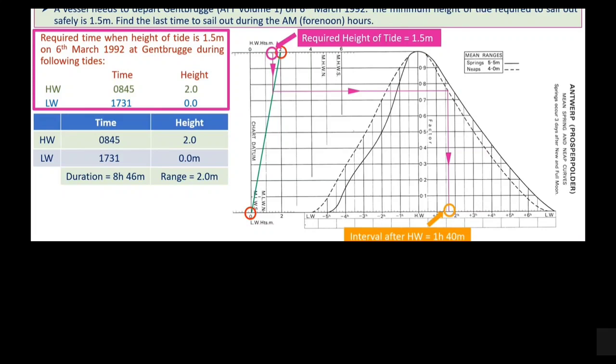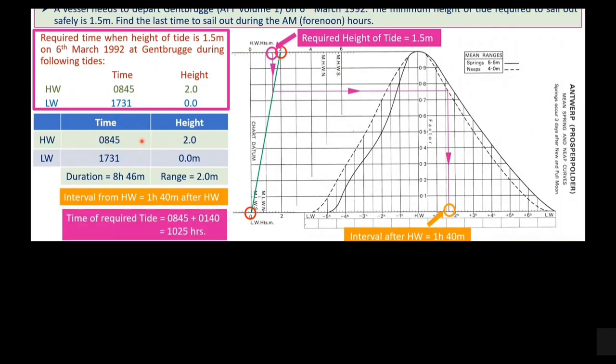That means the time when the height of tide shall be 1.5 meters on the ebb tide in the morning shall be 1 hour 40 minutes after high water. And what is the time of high water? 8:45. So therefore the last time when the vessel can sail out with a height of tide of 1.5 meters shall be 8:45 plus this interval of 1 hour 40 minutes, and that time shall be 10:25 hours.